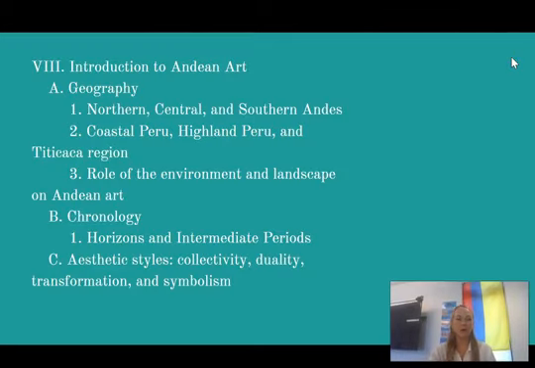So we'll start out by looking at geography, speak a little bit about chronology, and then talk a bit about the aesthetic styles and some of the concepts behind them.